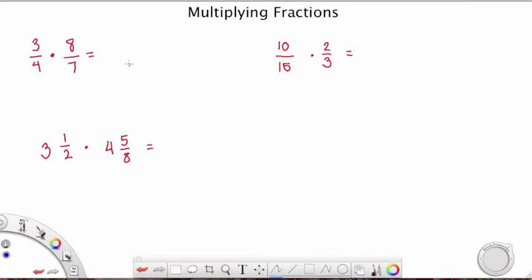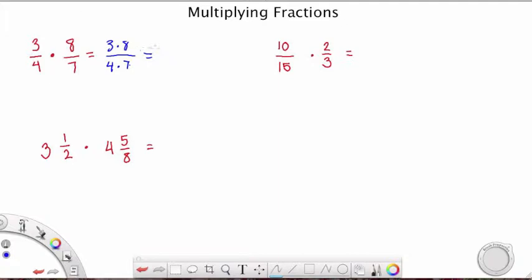Multiplying fractions. Goody! I think you're going to like this. Multiplying fractions is much simpler than adding or subtracting fractions, simply because the denominators don't need to be the same. We're just going to multiply straight through, numerator times numerator, denominator times denominator. So if we have 3/4 times 8/7, we multiply the numerators straight through, 3 times 8, and then denominator times denominator, 4 times 7.